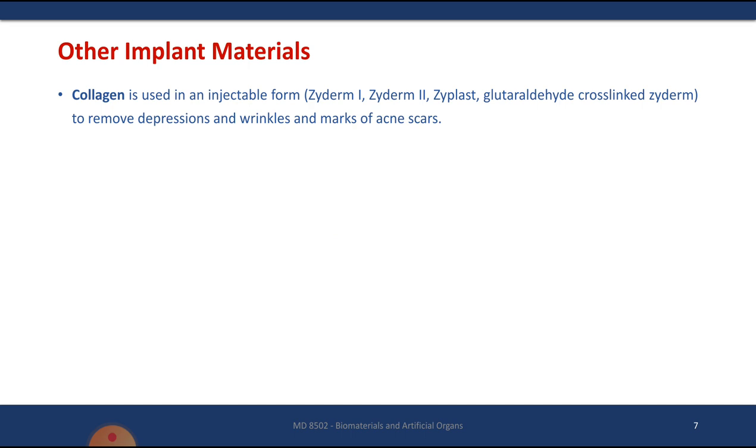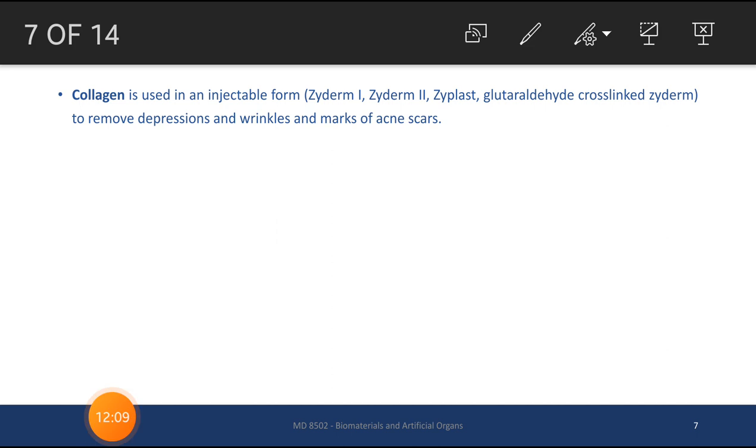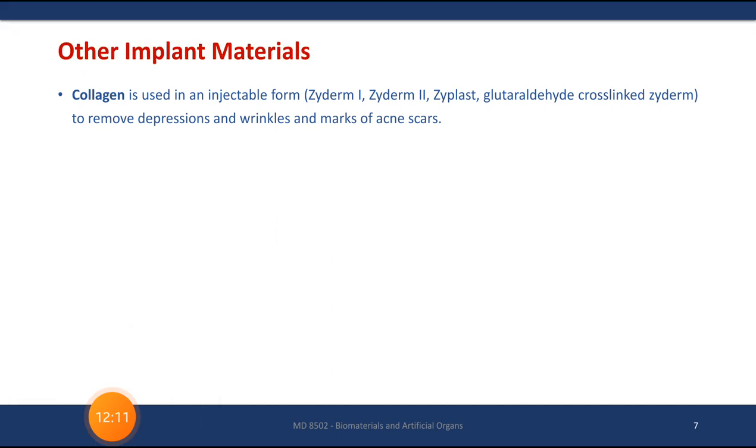And other implant materials, what are the other implant materials? One is collagen, which is used in an injectable form. So generally the injectable forms of collagen are Zyderm 1, Zyderm 2, Zyplast. All these are commercial names for collagen in injectable form, which is generally used for cosmetic surgery to remove depressions, wrinkles and marks of acne, all those things.